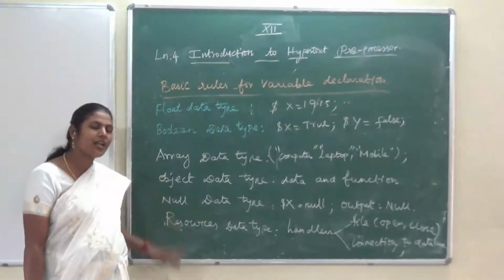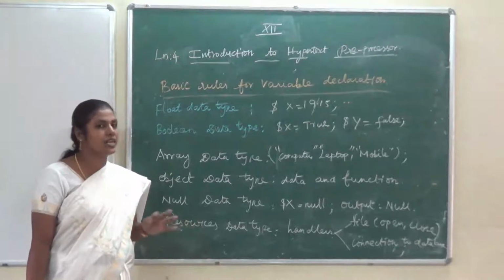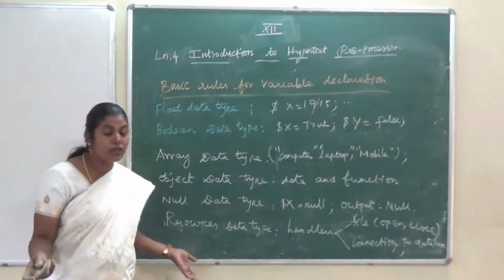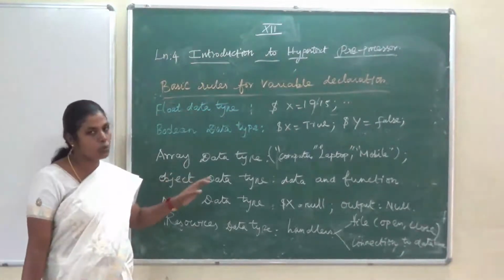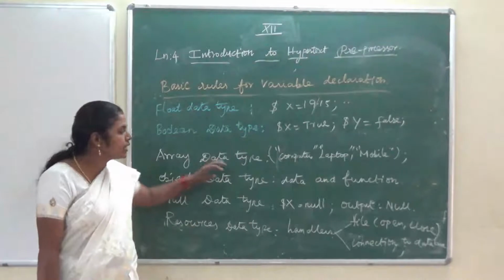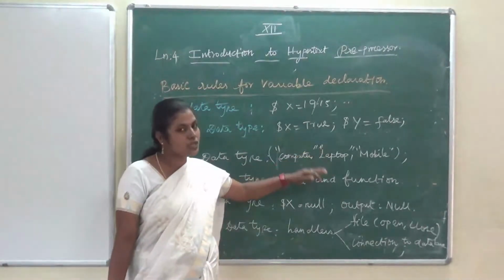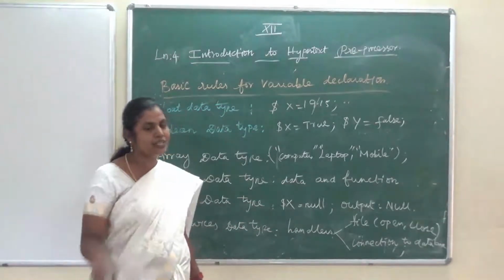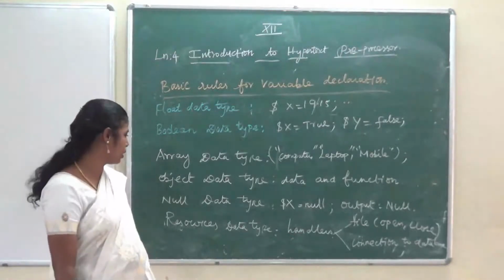Array, what is an array? Array is a collection of values with a single data type. How many values can we store? However many values you want to store, we can store, but all values must be of the same data type. Here in the example I gave three values: computer, laptop, mobile, the three string values. All three come under the string data type.